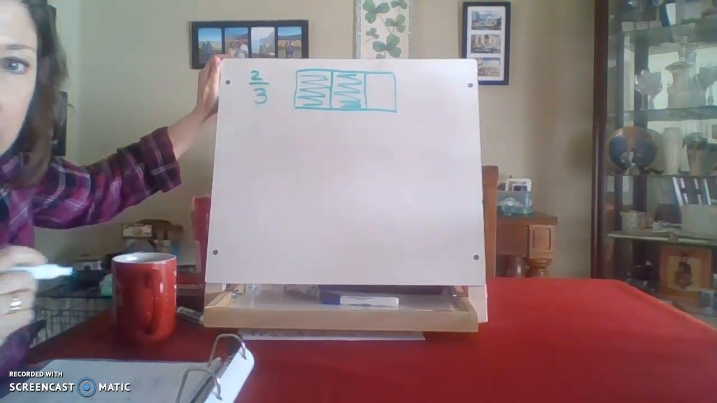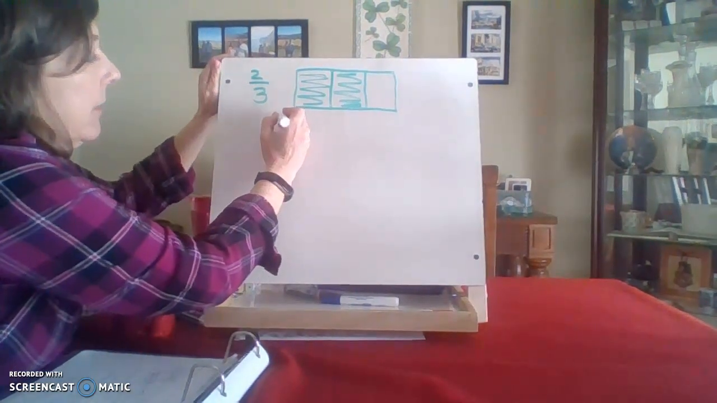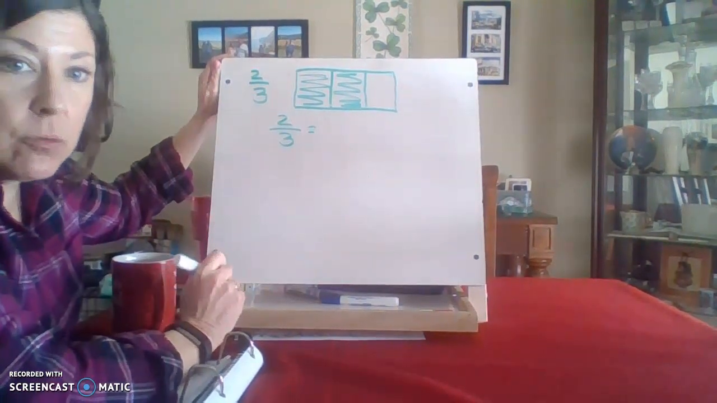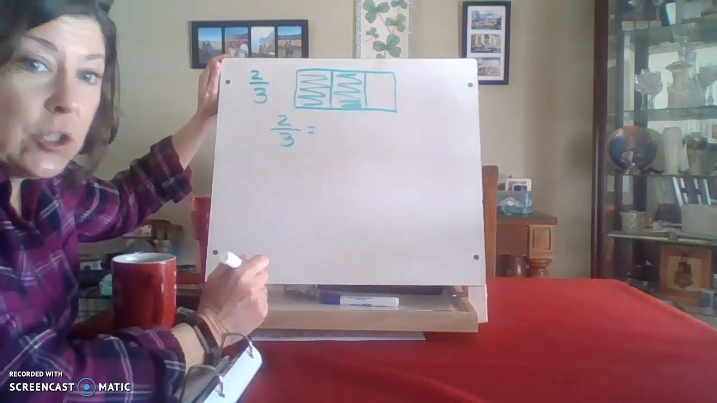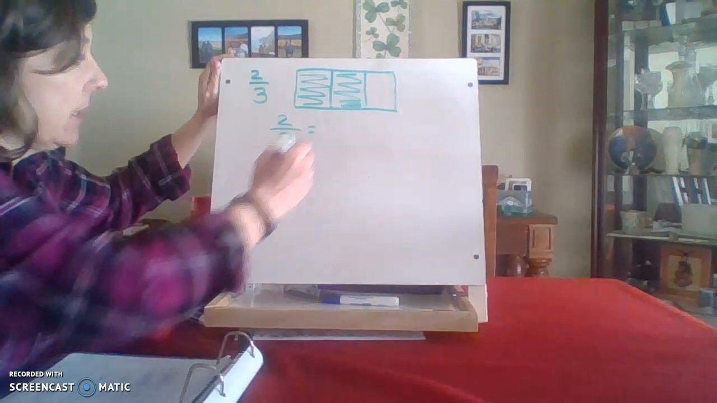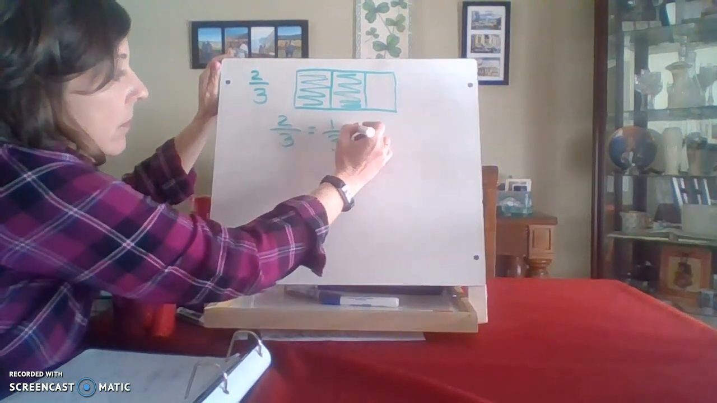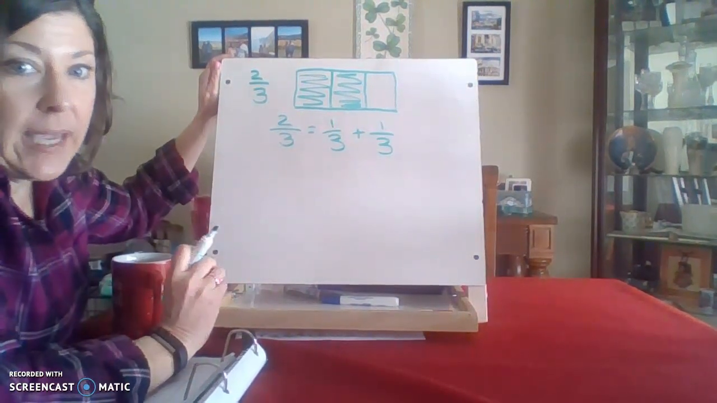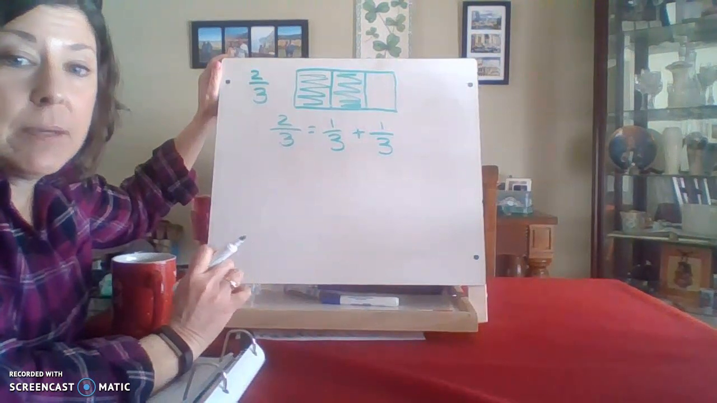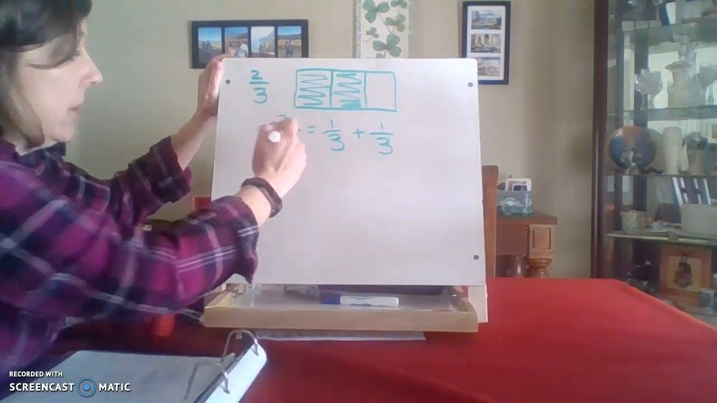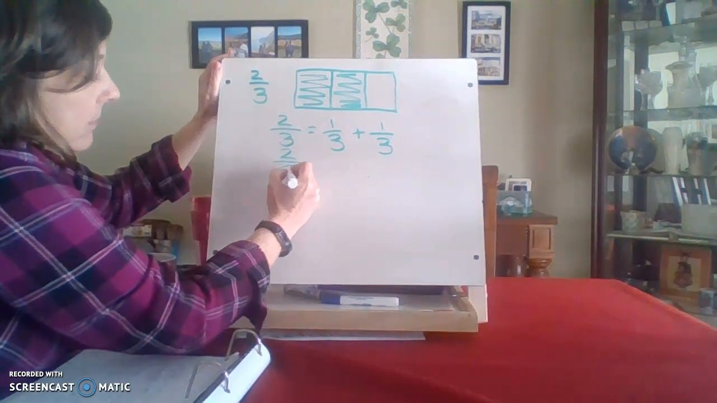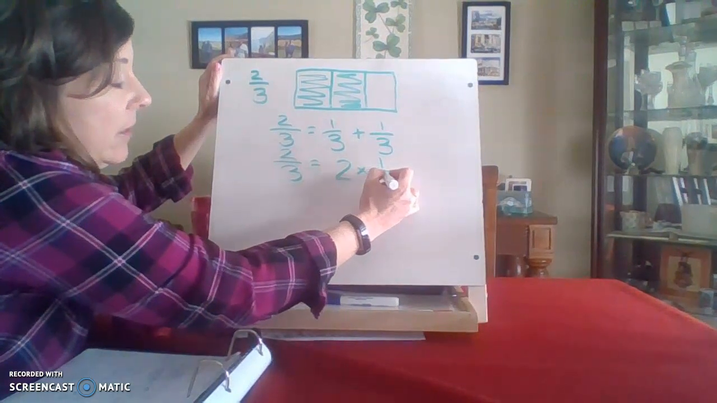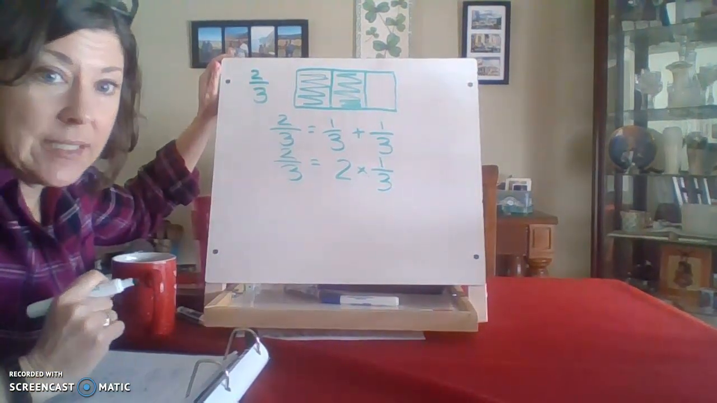Now I want you to remember 2 things, which were reviewed yesterday. How I can write 2/3 as the sum of unit fractions: 2/3 is equal to 1/3 plus 1/3. Also remembering how we can write this as an equivalent multiplication sentence: 2/3 is equal to 2 times 1/3. I have 2 copies of the 1/3.